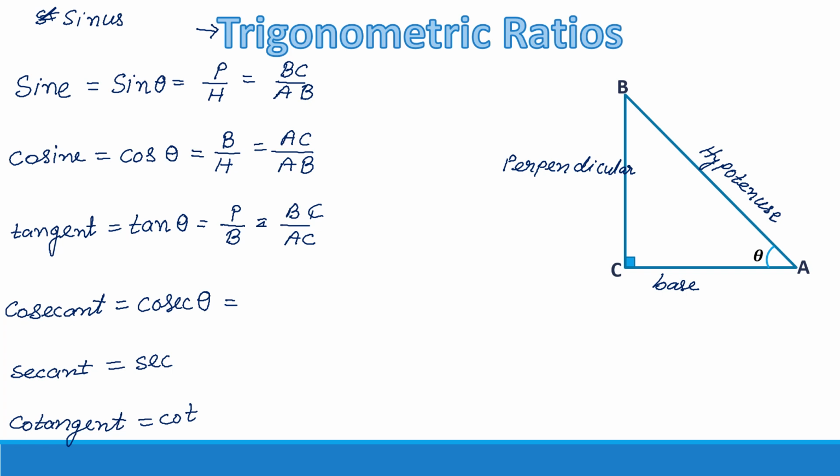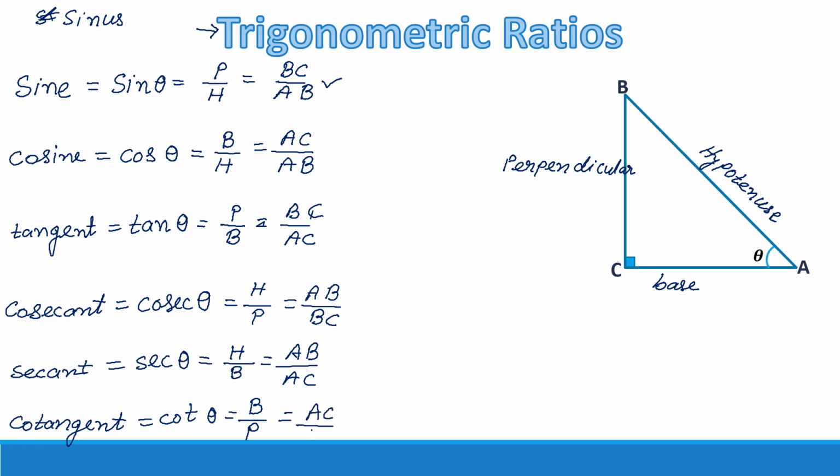If we consider cosec, as I said, it is the reciprocal of sine. So it becomes hypotenuse upon perpendicular, or AB upon BC. In the same way, sec theta will be the reciprocal of cos, that is hypotenuse by base, which equals AB upon AC. And cot theta will be the reciprocal of tan theta, that is base by perpendicular, which means AC upon BC. So these are the basic definitions of the six trigonometric ratios.